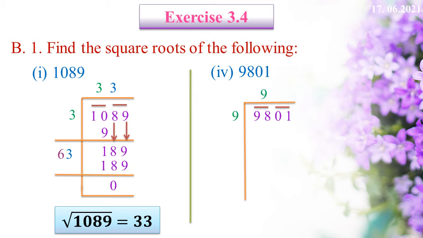Then multiply 9 and 9. We will get 81. Now subtract 81 from 98. We will get 17 as the remainder. Then bring down the next period to the right of the remainder. So 1701. Now obtain the new divisor by taking 2 times the quotient.